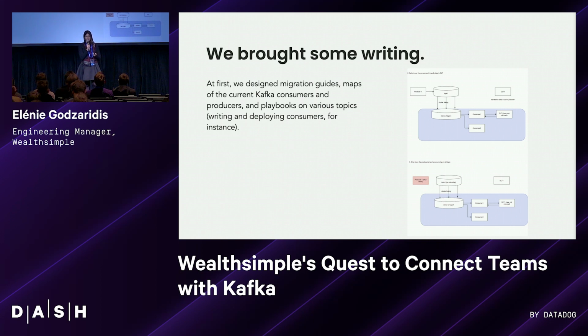We had maps of the current Kafka consumers and producers. If you've been to the keynote, you've seen the data stream monitoring product. Well, at the time, it didn't exist. So the mapping, who was consuming what, was a little more of an issue. And we had playbooks for different topics that people would commonly need to do.